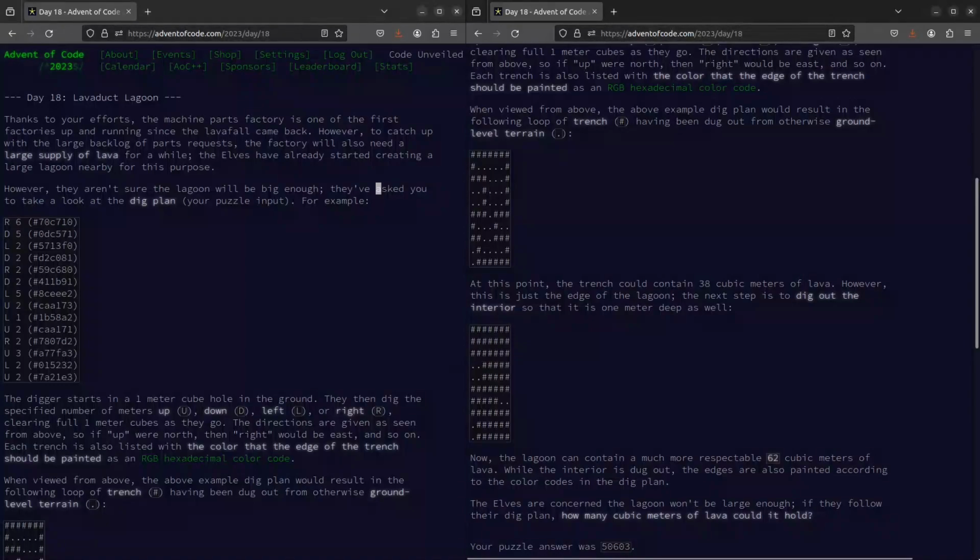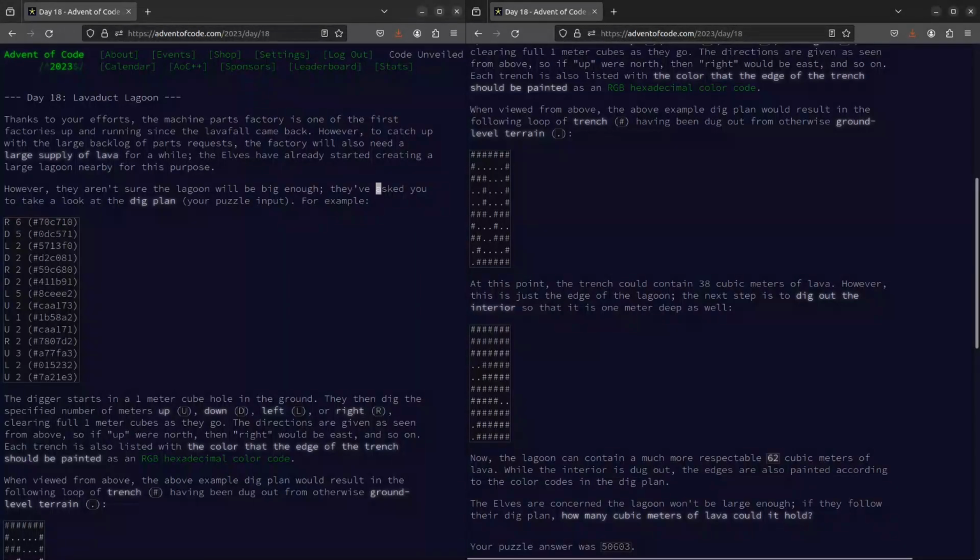The digger starts in a 1 meter cube hole in the ground. They then dig the specified number of meters up, down, left, or right, clearing full 1 meter cubes as they go. The directions are given as seen from above, so if up were north, then right would be east, and so on. Each trench is also listed with the color that the edge of the trench should be painted as an RGB hexadecimal color code. This can be completely ignored for the first part.